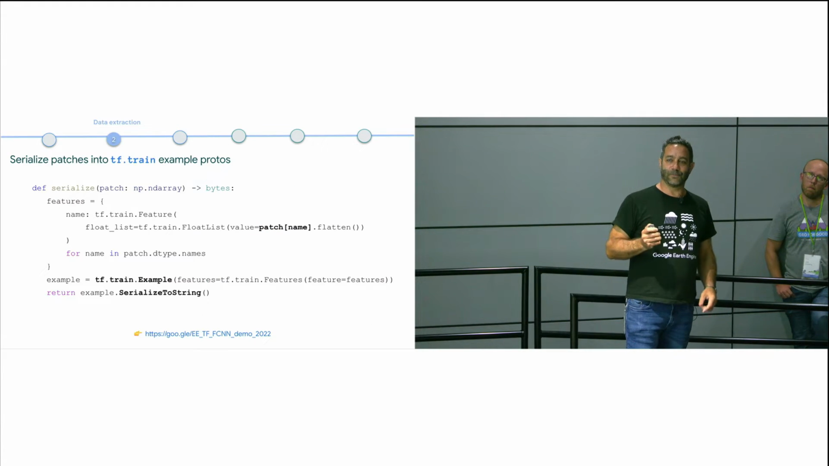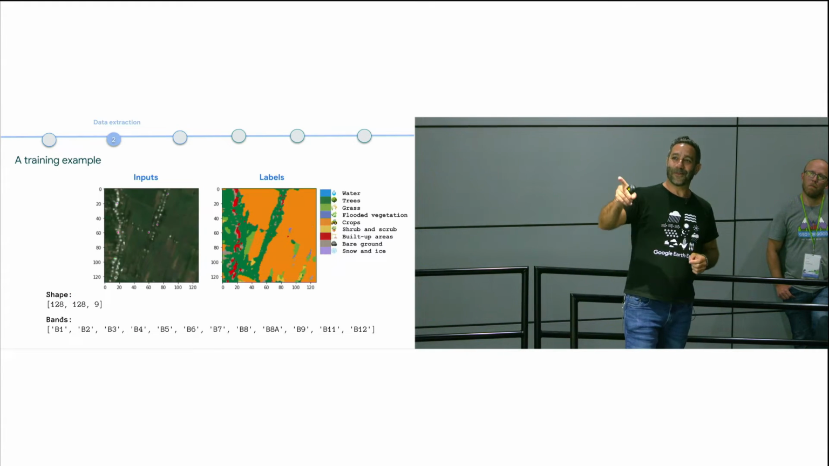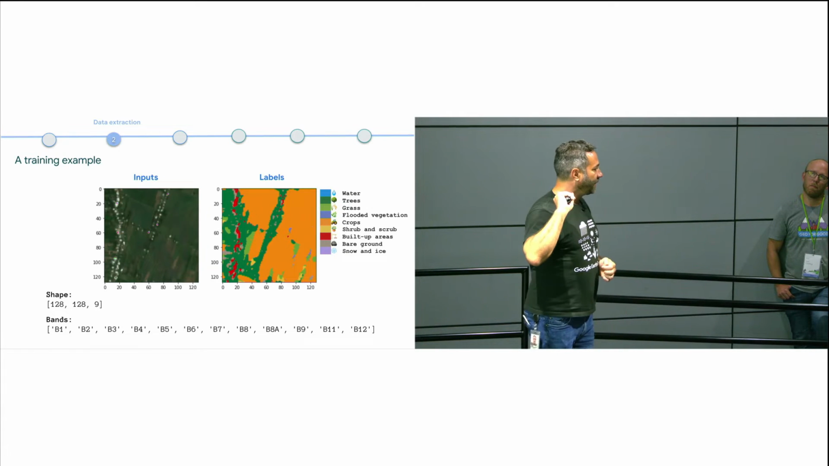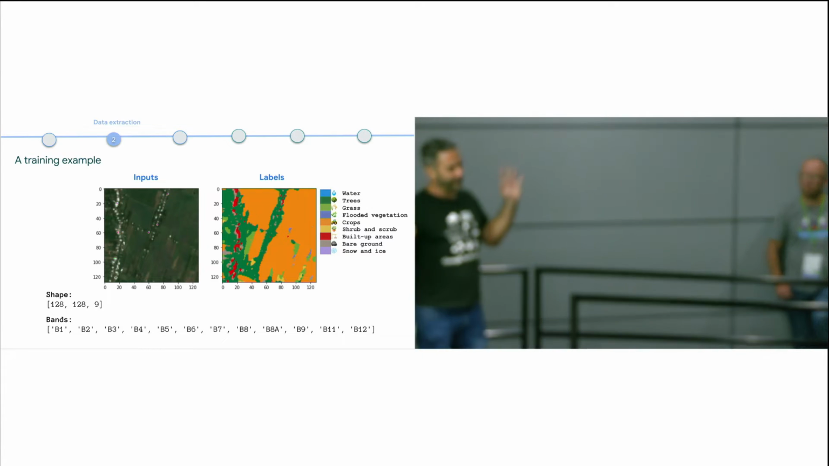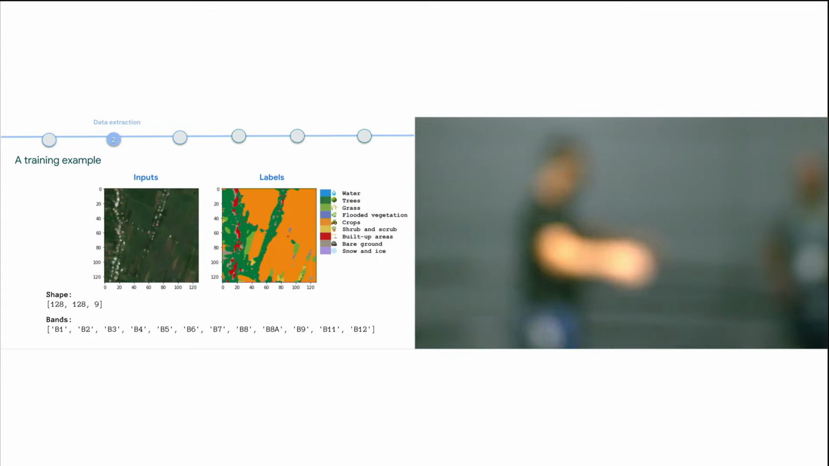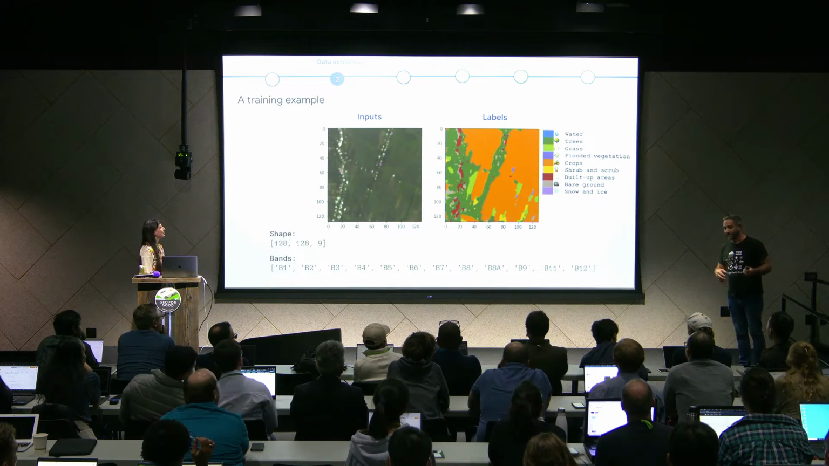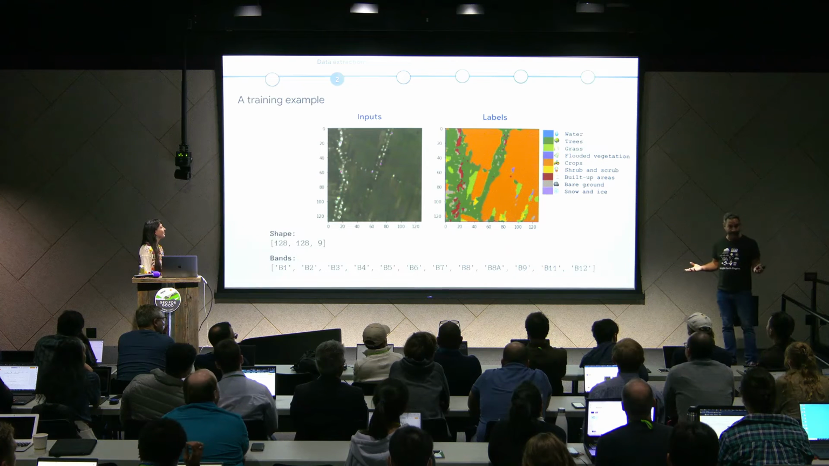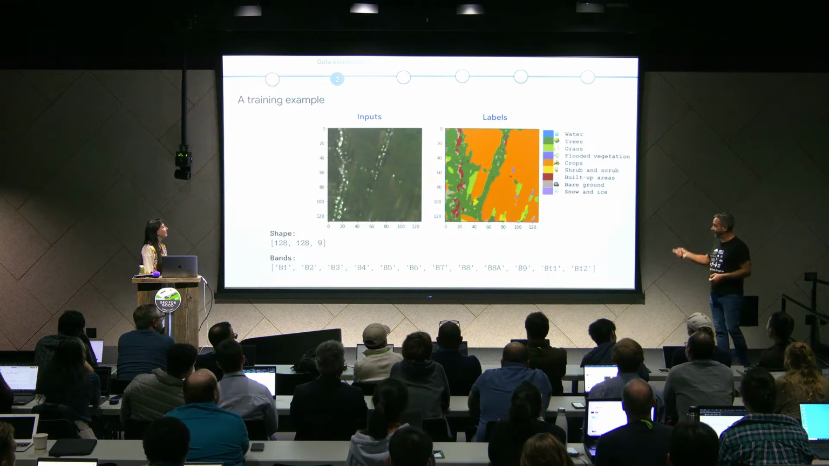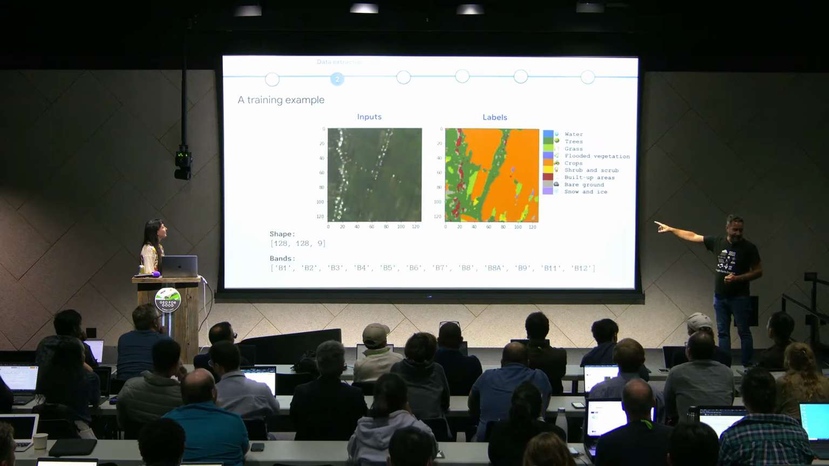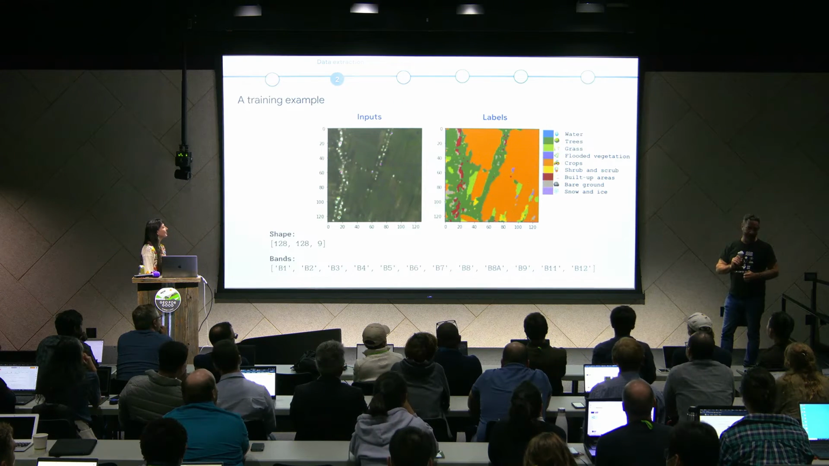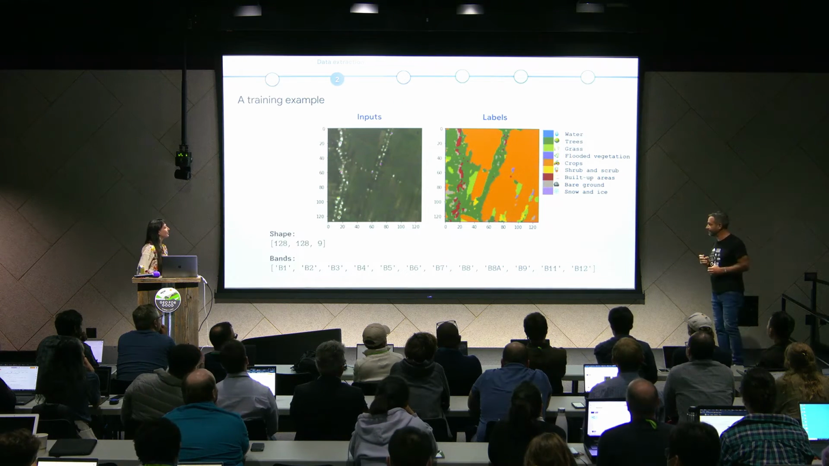The labels are from WorldCover. And so all we're doing here is we're just getting labels from an existing land cover product and using those to train a model. If you're doing something fancy, you probably want to collect your own labels somehow. But we assume that you have a set of inputs and a set of labels, and you want to predict those labels from the inputs.